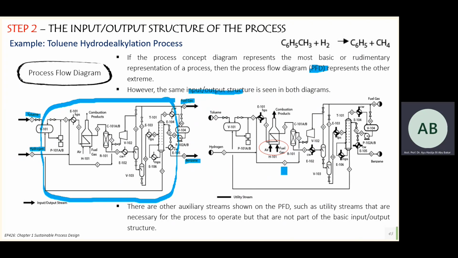Okay, this one just show the raw material and the product. This diagram, it involves the input involving the utility stream. Okay, where it involves the air, you need the fuel gas for the combustion to occur. Then here you have the waste combustion product. Okay, this is also considered as the output. Whatever product is considered output from your process.